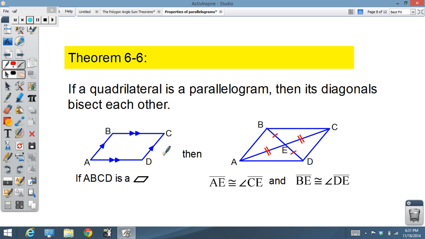Next, Theorem 6.6. If a quadrilateral is a parallelogram, then its diagonals bisect each other. Here's our picture. I draw the diagonals. They are each cut in half. AE is congruent to EC. BE is congruent to ED because this point here is the bisector for each of the two diagonals. Okay.